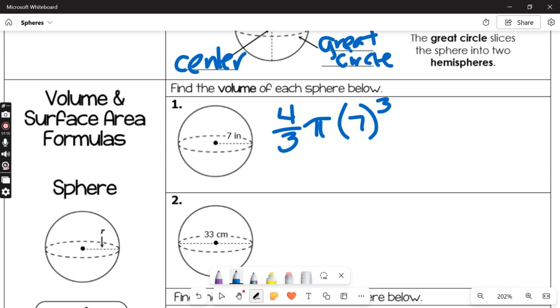There's a few of you that keep switching pi and your radius, like you're cubing pi instead of your radius or squaring pi. Make sure your radius is the thing being raised to the power. Okay, you don't have to do anything besides type this into your calculator. And when you do, you get 1436.76. And since this is volume, this will be inches cubed.